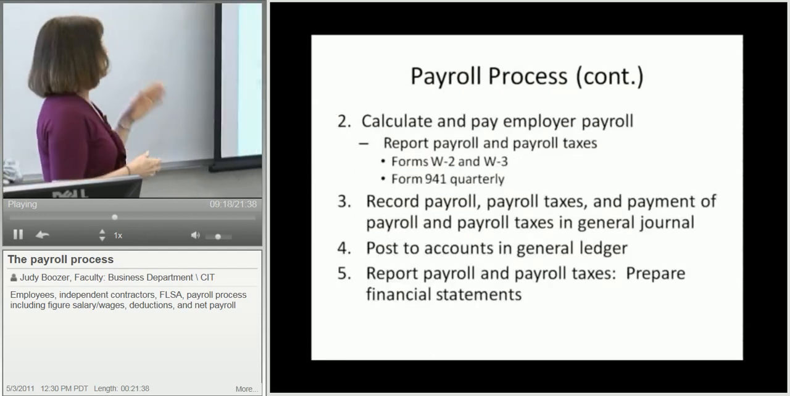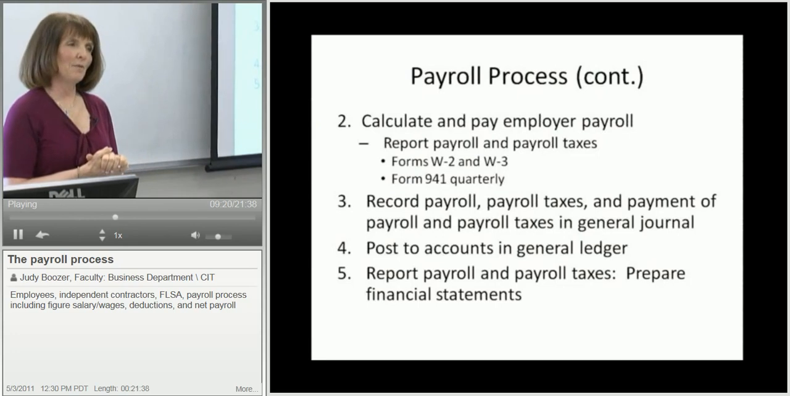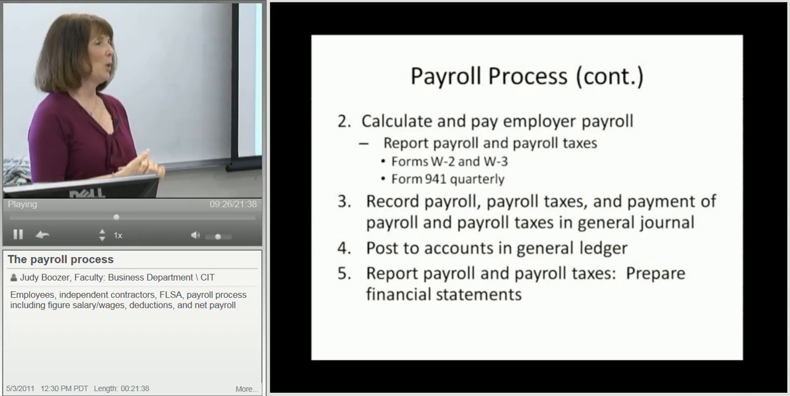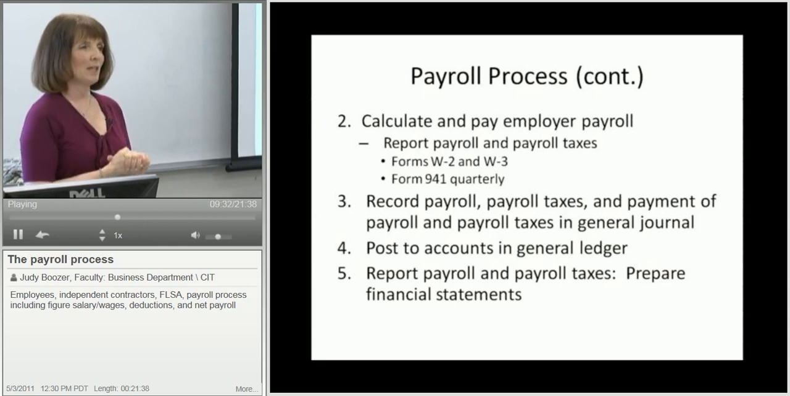Again, the 941, which is compiled by the business quarterly, you will not have to do. You can read about it, know what it is, but you will not have to fill out this form. Again, it's done in our payroll class.